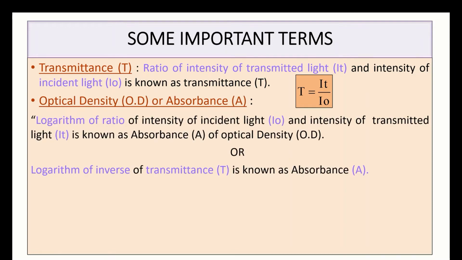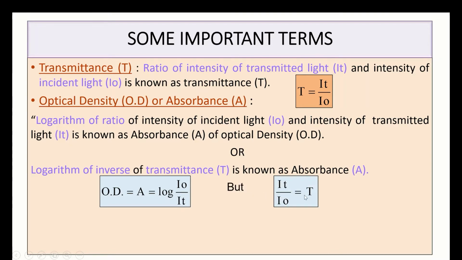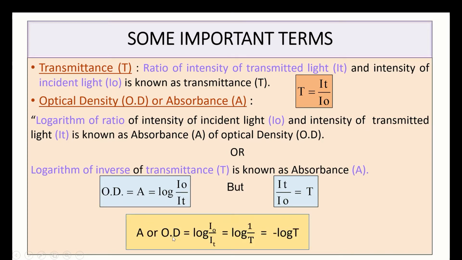Next one is absorbance or optical density that we measure in the colorimeter. So optical density or absorbance is defined as the logarithm of the ratio of the intensity of the incident light to the intensity of the transmitted light. That is, we write OD or A, that is absorbance, is equal to log of I0 by IT. But we know that IT by I0 is equal to T. So substituting this value, absorbance or optical density is equal to log of I0 by IT, that we have defined for the absorbance or OD.